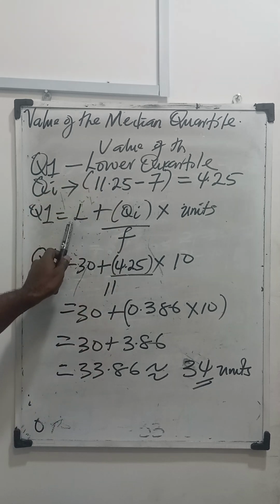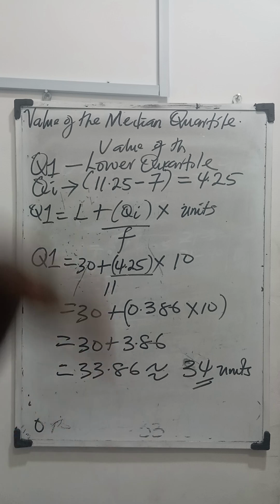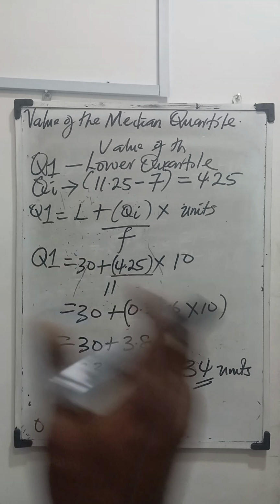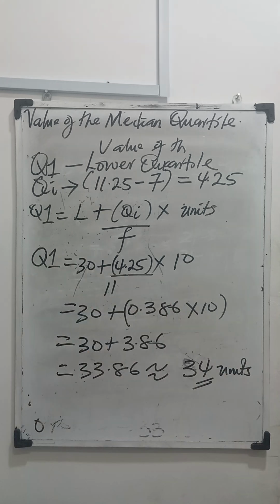L is the lower limit from the first output. The first output we have there is 21 to 30. Is that not so? 21 to 30 from the first output. So we're going to be using the same formula to get the median quartile.